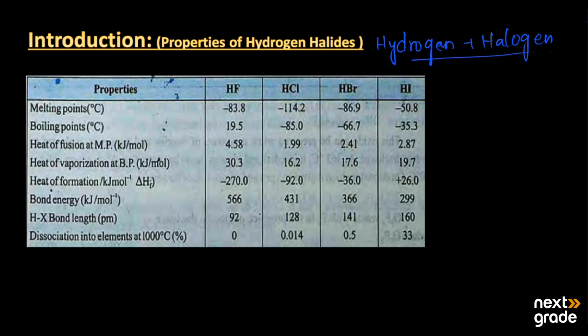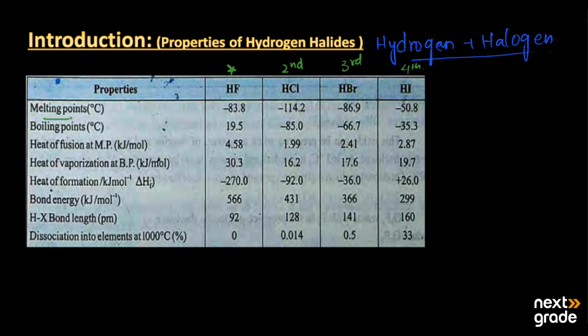And here we have four types of hydrogen halide. The first one is HF, hydrogen fluoride. The second is hydrogen chloride or hydrochloric acid. The third one is hydrogen bromide, HBr, and the fourth one is hydrogen iodide, HI.